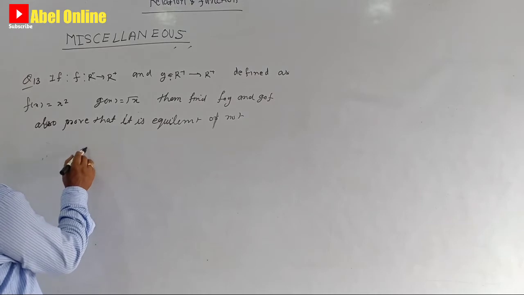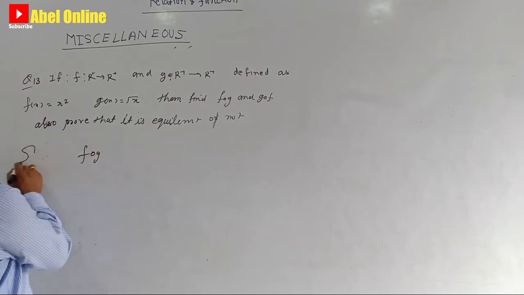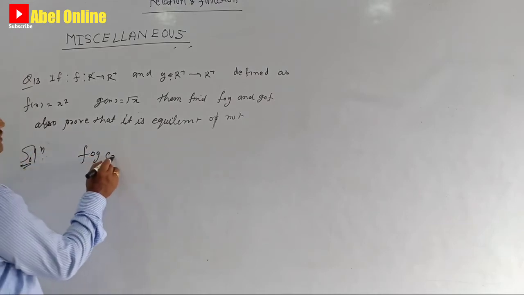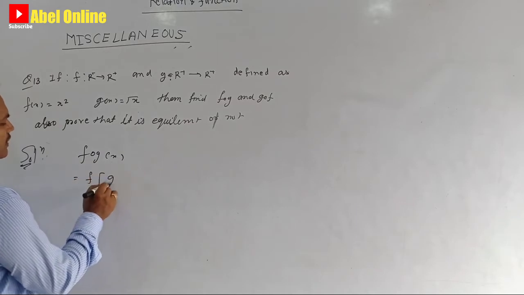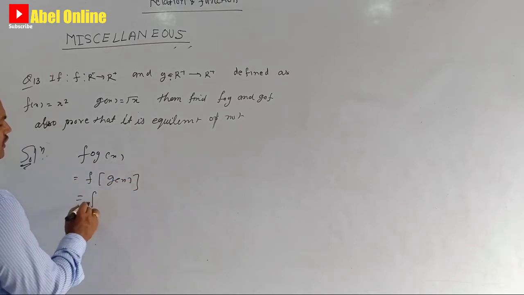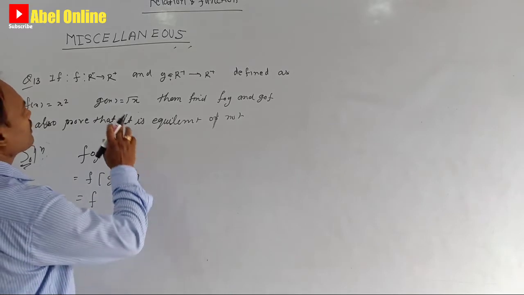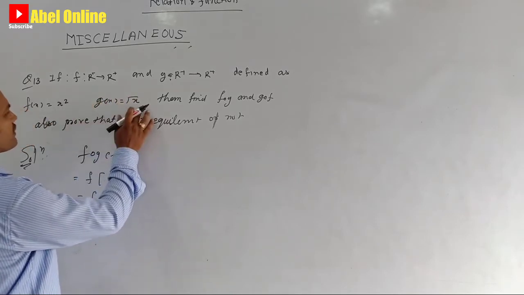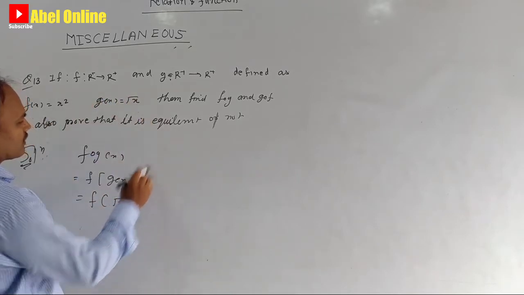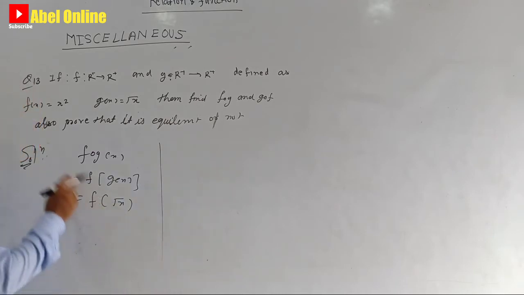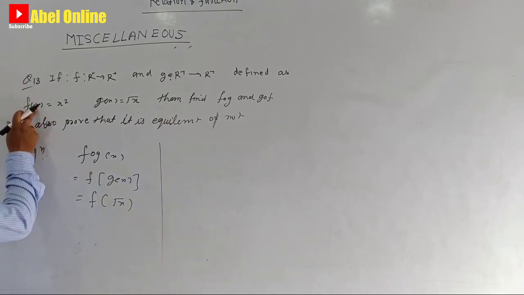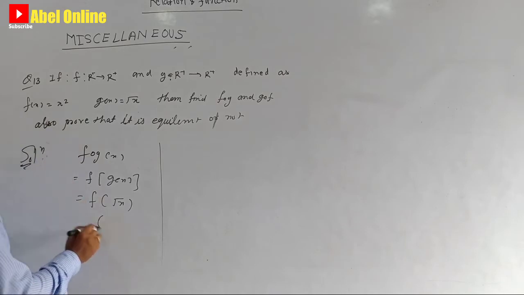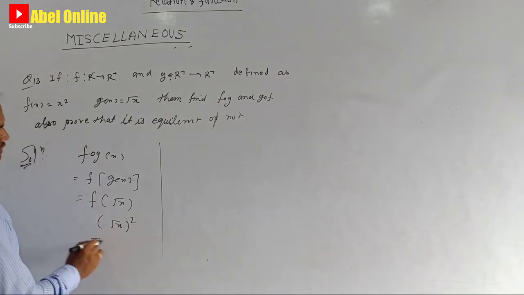We have to find fog(x). fog(x) means f of g(x). g(x) equals root x, so put it into f(x): f(x) becomes root x square. So we can say that root x square means x.